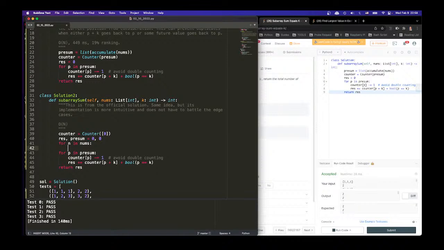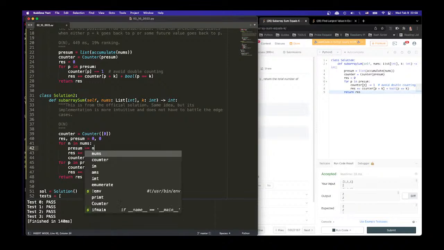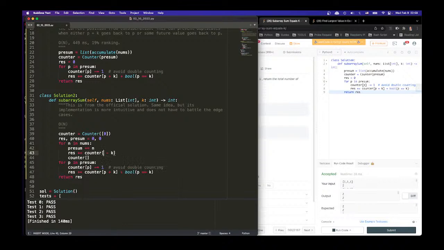Oh, that's the trick. Because here, I already count everything. That's why I have to minus. But here, I'm going to plus. Now it makes more sense. So that's going to be plus equal to counter of pre-sum minus k, right? And then, hold on. It's pre-sum plus equal to n, right? And then counter of pre-sum plus equal 1.